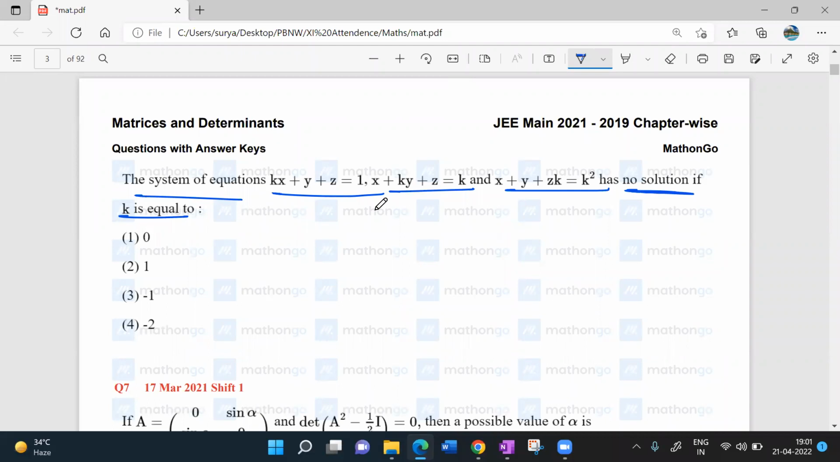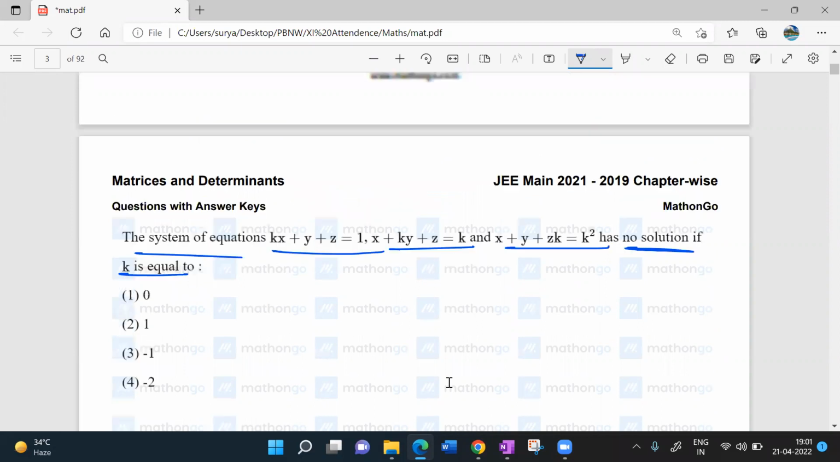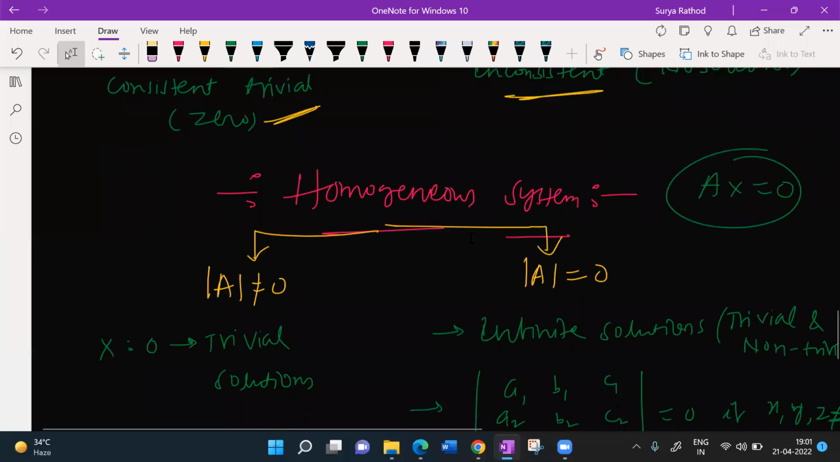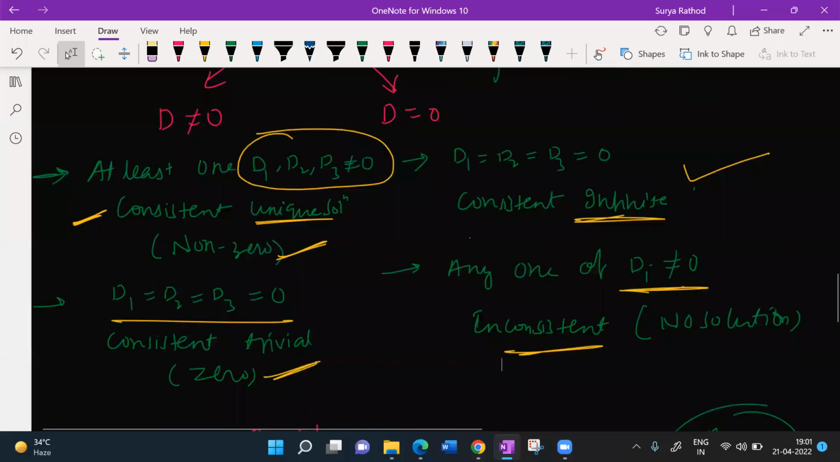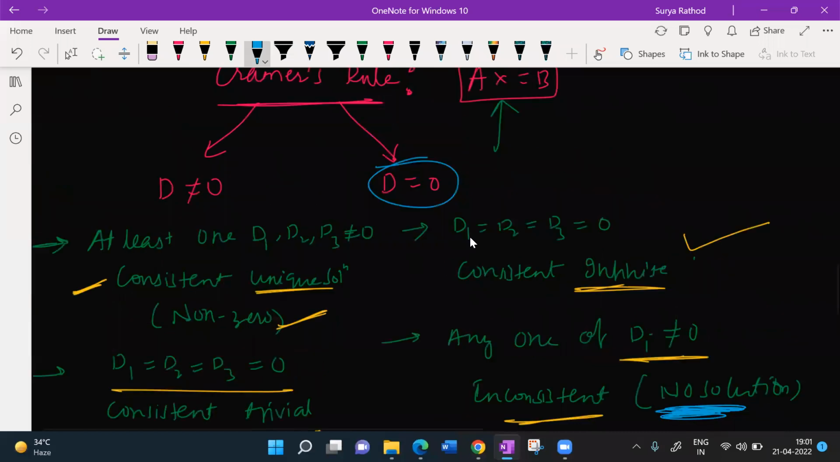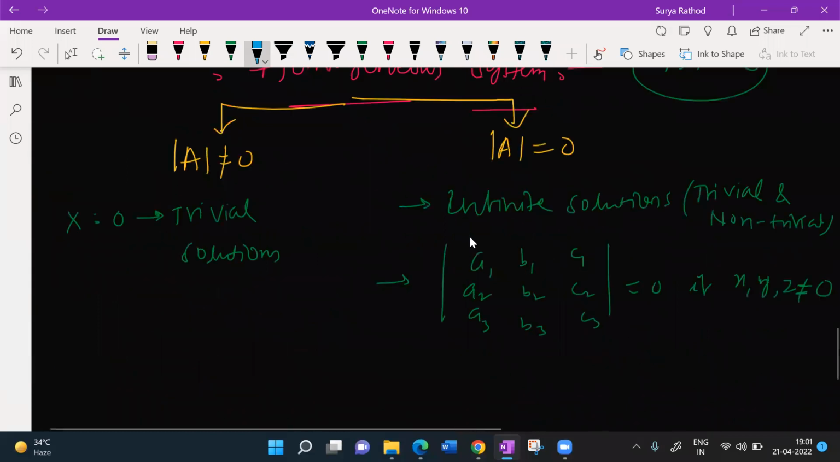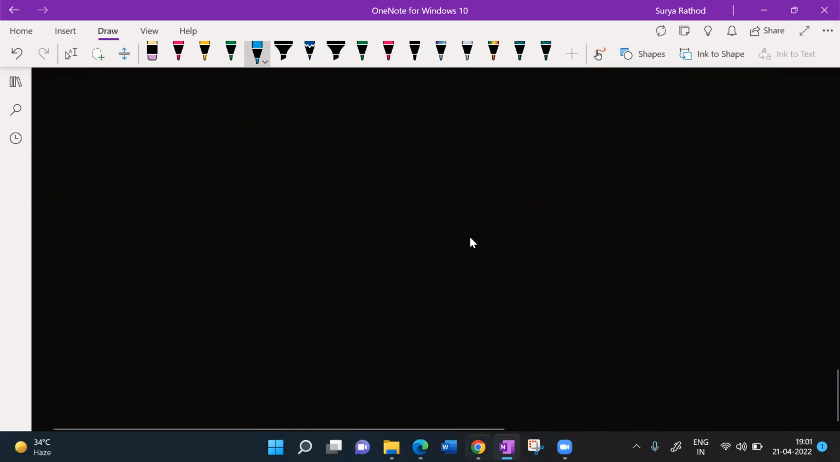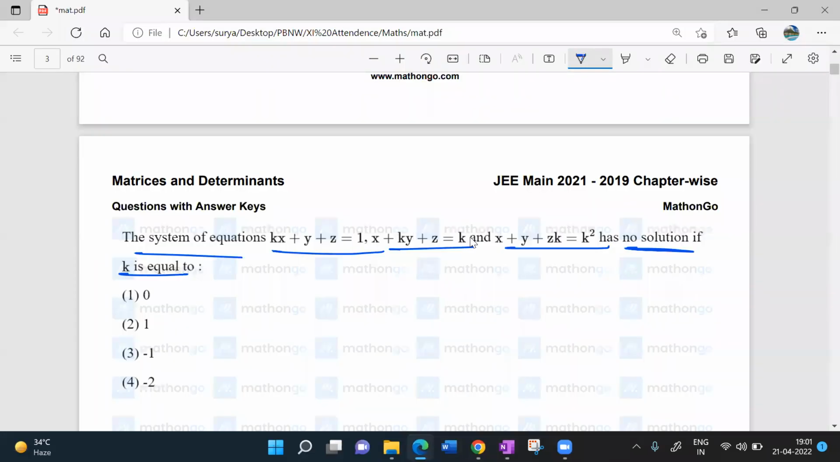Just now I told you, beta. What is that? Determinant is equal to 0. Correct? Check. No solution. Look at this here. When the determinant is equal to 0, I have a no solution case. Correct? So now what I'll be doing for no solution. Let me write here. So the determinant of this is what?